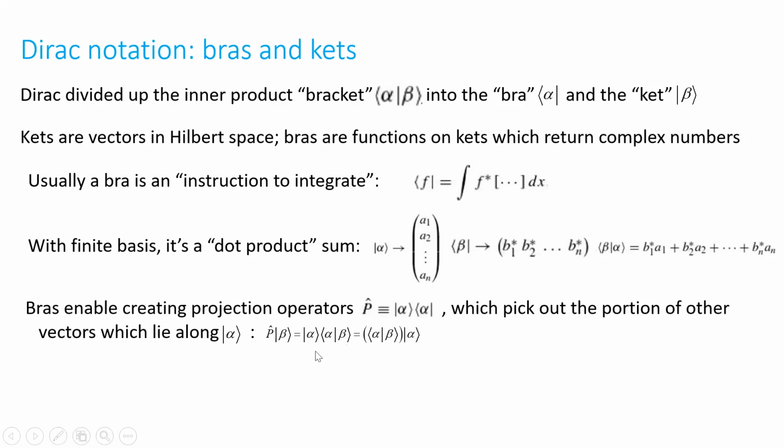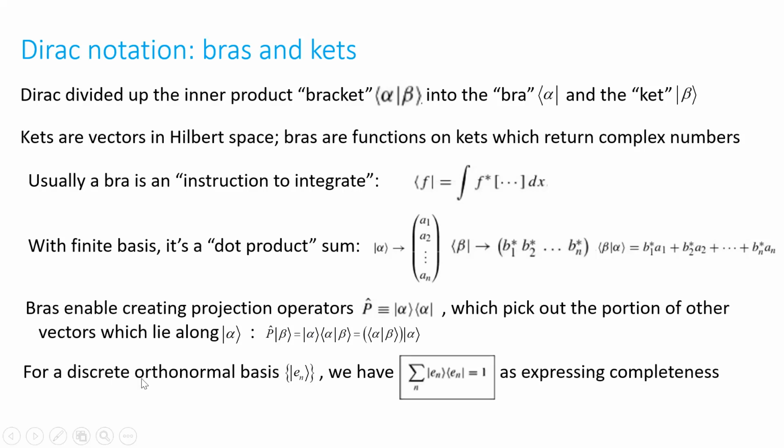And this is a complex number, so we can move it to the left. What we're left with is a vector along the direction of alpha, since it's projecting onto alpha, but it's the amount of alpha which is present in beta. So we take the inner product of alpha and beta to get the amount of alpha present in beta. Then we multiply by alpha to get the vector along the direction of alpha in the Hilbert space. So we project beta onto alpha. That's the projection operator, and that turns out to be very useful.